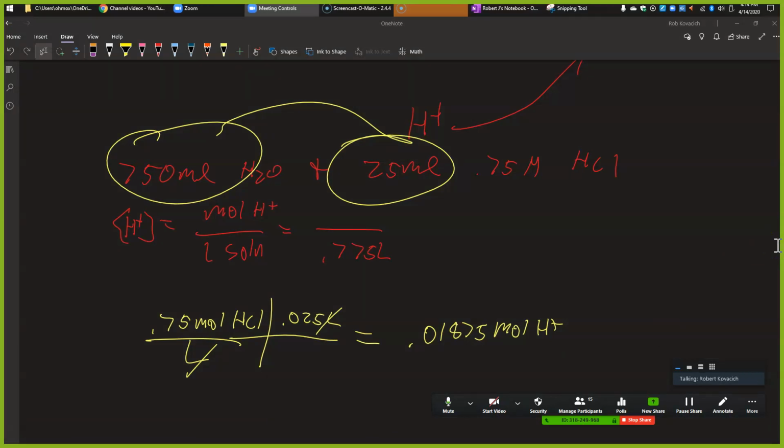Gotcha. So there's my 750 of water, my 25 milliliters of 0.75 molar HCl. I figure out the number of moles of HCl, and in this case I don't care about the Cl part because this is a strong acid. It's just going to dissociate. So I take the 0.75 moles per liter and multiply it by the volume to get rid of liters, and I'm left with moles of H plus. Then I can drop that value in right here: 0.01875 moles H plus, divided by 0.775.